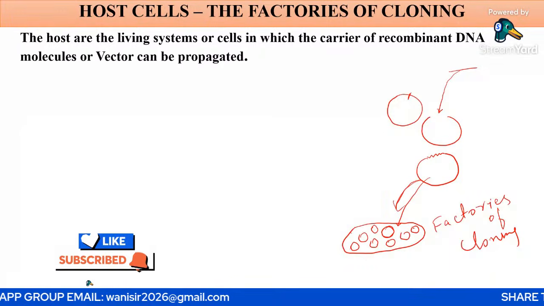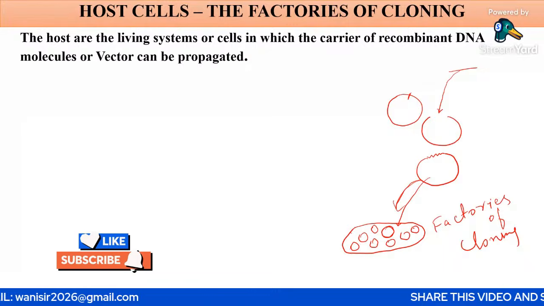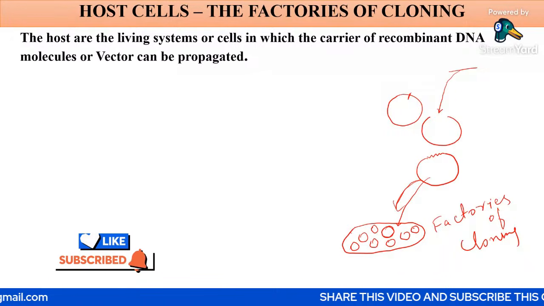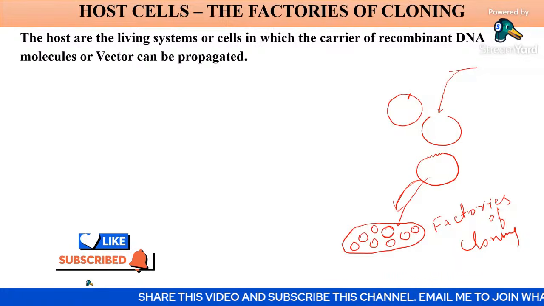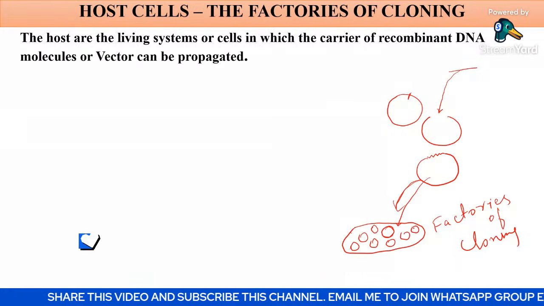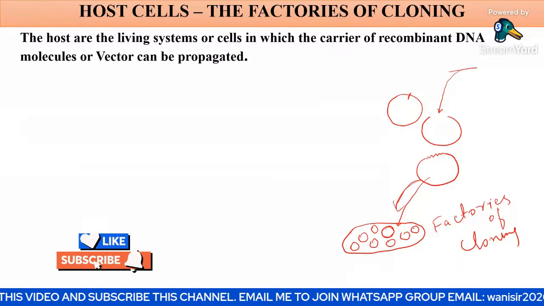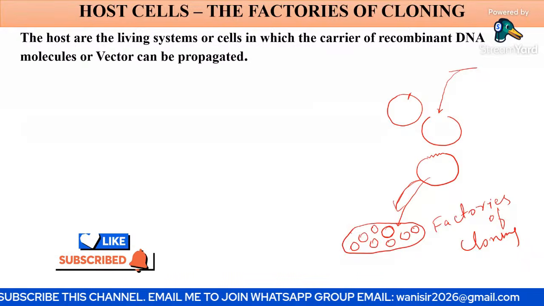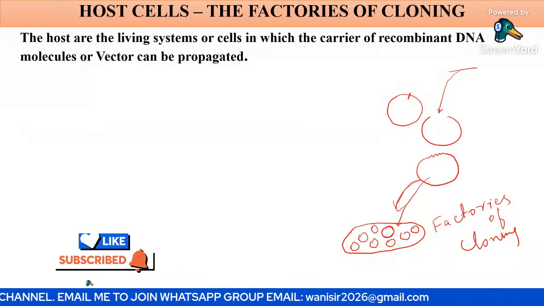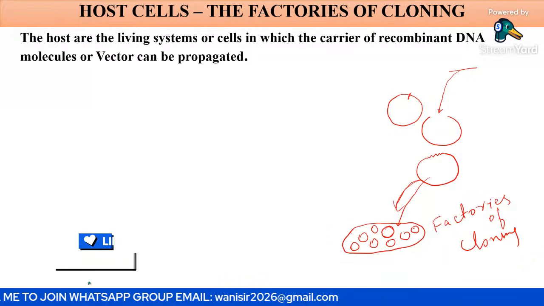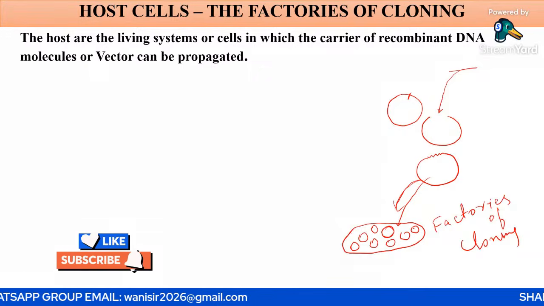They are called the factories of cloning. Now, host cells are the living systems, or cells, in which carriers of recombinant DNA molecules or vectors can be propagated. That means whatever is the carrier of that recombinant DNA molecule, it is to be propagated. We have to multiply it.